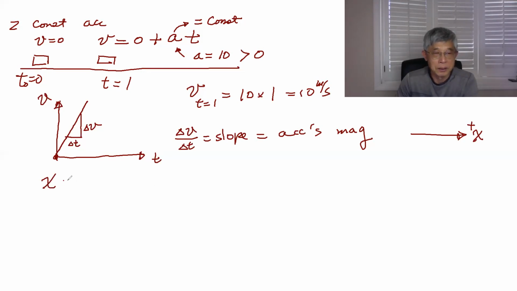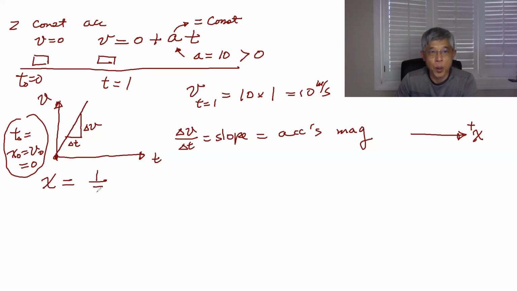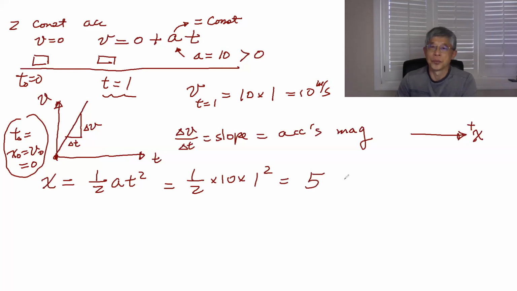In this case, the displacement is equal to x0 plus v0t, and those drop out because we assume x0 is equal to v0 is equal to 0, and t0 is also equal to 0. So this is equal to 0, plus v0 which is 0, plus 1/2 at squared. So it will be 1/2 times 10, and let's say we want to find out at time equal to 1 also, times 1 squared. That will be equal to 5 meters. So that's your displacement, x at t equal to 1 is equal to 5 meters.